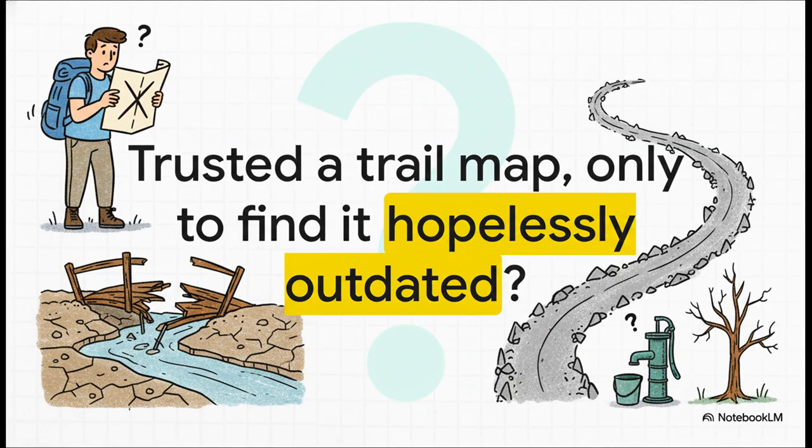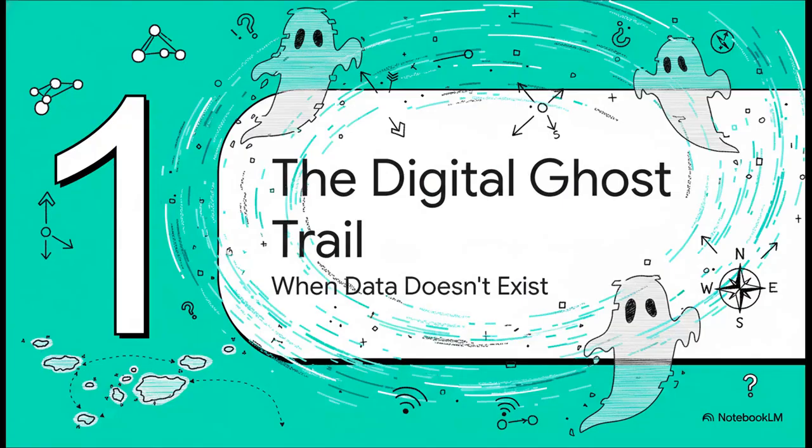Oh man, we've all been there. You download that PDF map, you trust some flashy-looking website, and then you get out on the trail and, surprise, a bridge is out, or the water source you were counting on is totally dry. It's so frustrating, and honestly, it points to a much bigger problem with how we handle outdoor information. And this problem leads to what you could call a digital ghost trail.